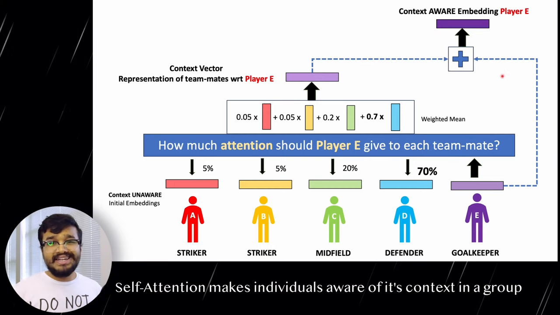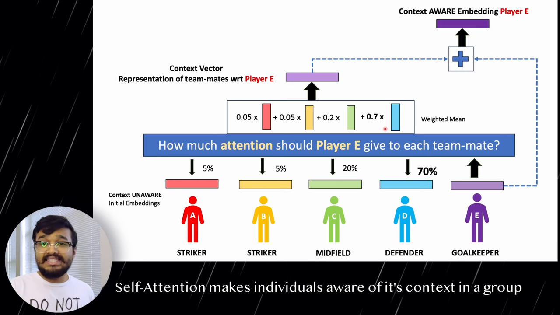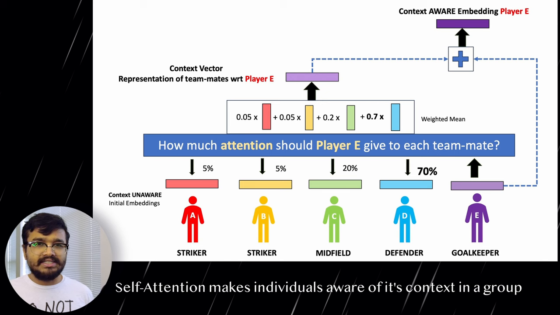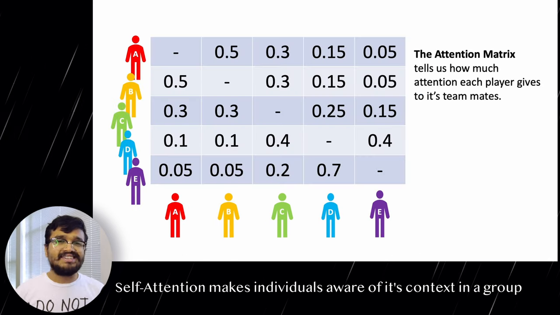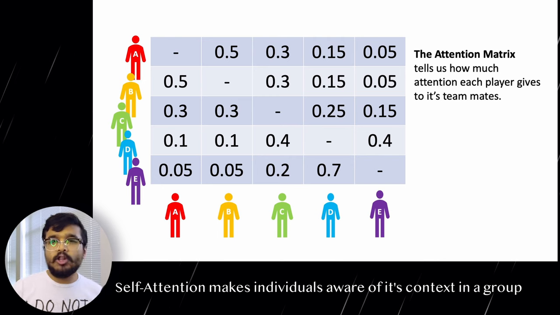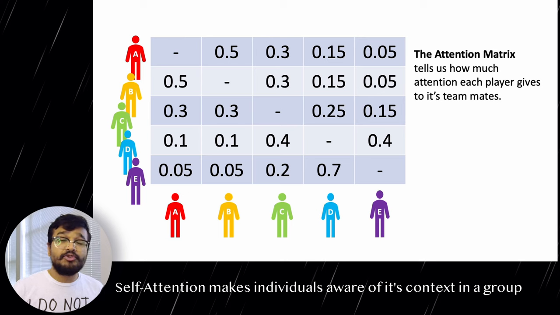For example, player E, who is the goalkeeper, might want to have a lot of attention for the defender D, and not so much for all the other players. So his context is different and unique. Player C, on the other hand, who is a midfielder, probably needs to give a healthy attention to all of his teammates, so his attention scores are probably going to be close to an equal or a uniform distribution.